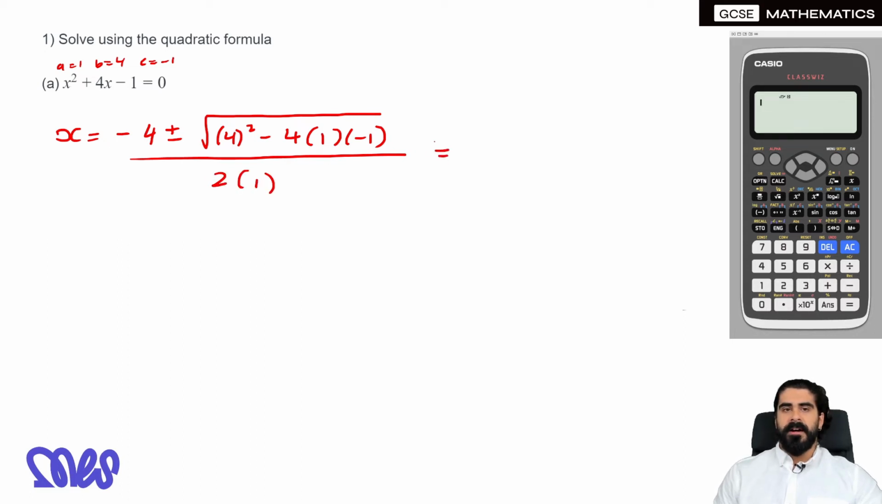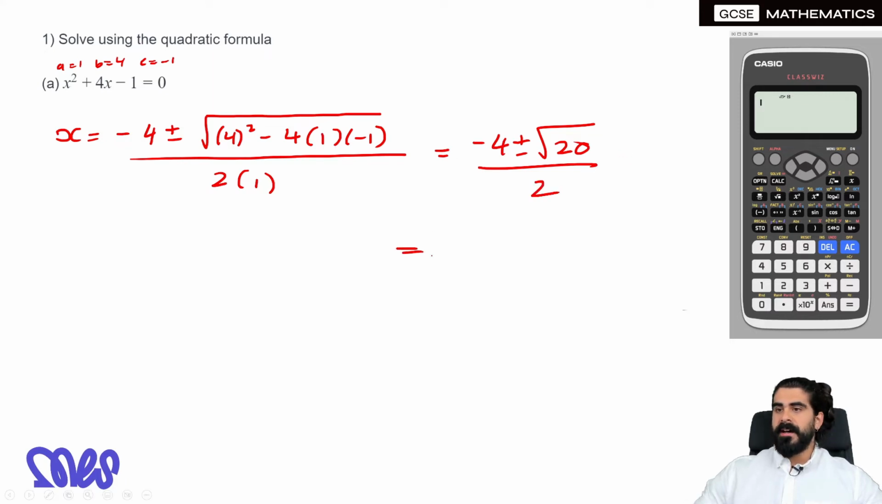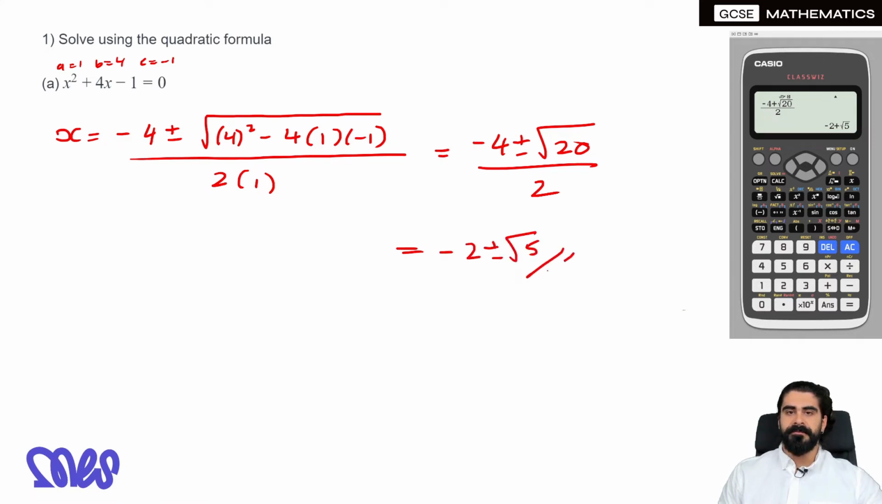Now, in the calculator, it's important, because you get a mark for this a lot of the time, that you type in what's inside the square root first. So you'd just type the whole thing in. So we have 16 plus 4, so we'd have root 20. So 4 plus or minus root of 20 all over 2. And then you could type that all in the calculator. So the negative version. So we have minus 2 plus or minus root 5.